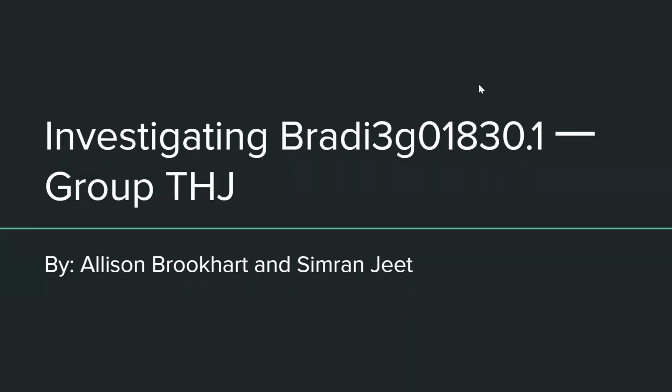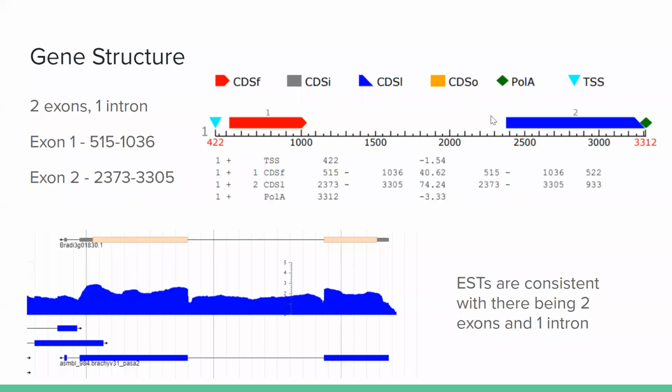This is Group THJ, and this is our presentation about how we analyzed our gene of interest and how we tried to determine its function. Our gene was found to have 2 exons and 1 intron, which was confirmed by various softwares to assure there was not a mistake. Additionally, our ESTs were consistent with our findings.